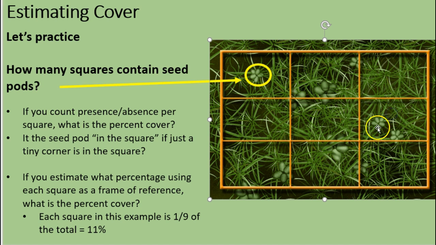This square contains the seed pod. This square does, with these parts on the side. This square does. Here in this tiny, tiny corner, there are some seed pods. Yes, yes, yes. So in this example, there's 100% cover of seed pods. Of course, the seed pods are not covering the entire landscape, but this is an estimation technique that gives us an idea of the relative abundance of plants on the landscape.